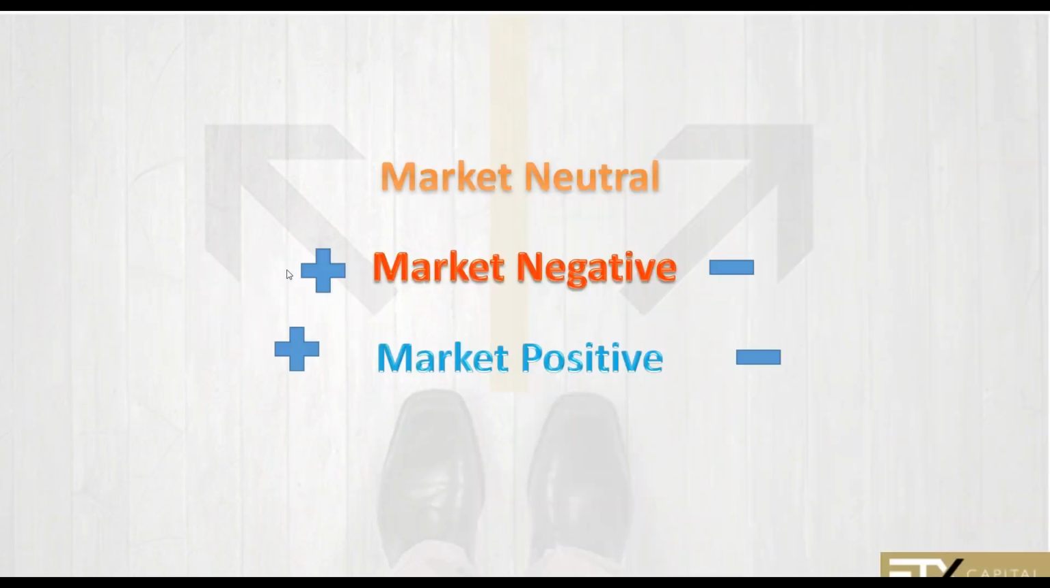So in order to use these events, we have to learn how to decipher what is market neutral, market negative, and market positive. Market neutral is the range around the expectation or the forecast for this event that will have virtually no market volatility.